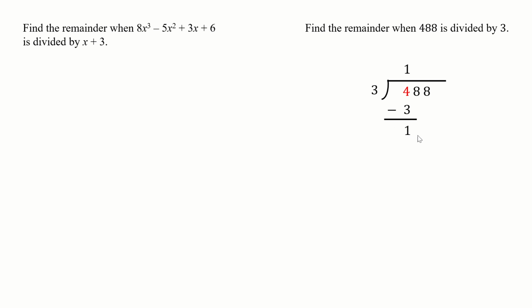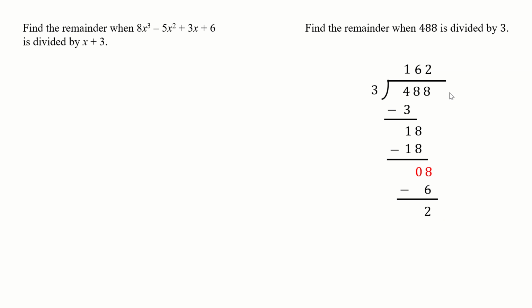When I'm done with this, I move on to the next number. I bring 8 down, so the next number is 18. I repeat the same question: what do I put here so that when multiplied by 3, I get the largest multiple of 3 that is less than or equal to 18? I put 6, because 6 times 3 is 18, and the difference is 0. I repeat the step again and bring down the 8. I focus on 08. The number I put here is 2, because 2 times 3 gives me 6, and I get 2 as the difference.